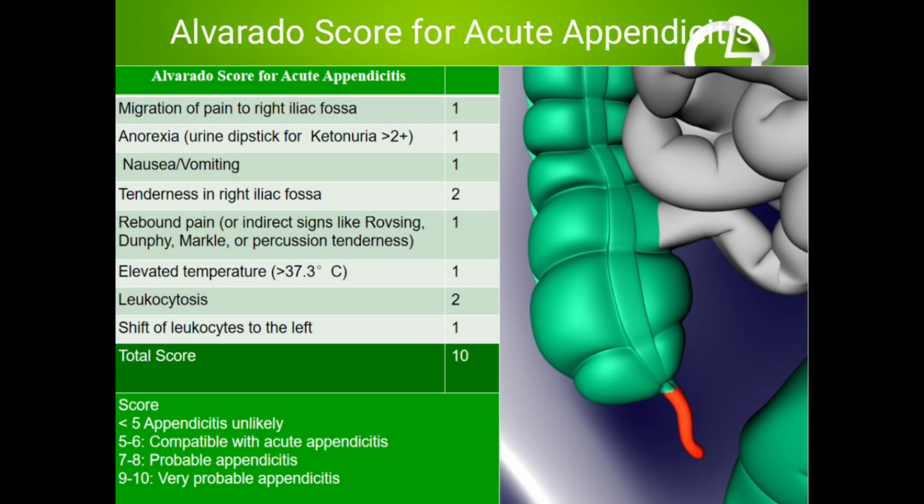Hi friends, today I will talk about a simple assessment tool, that is the Alvarado score, for diagnosing acute appendicitis.